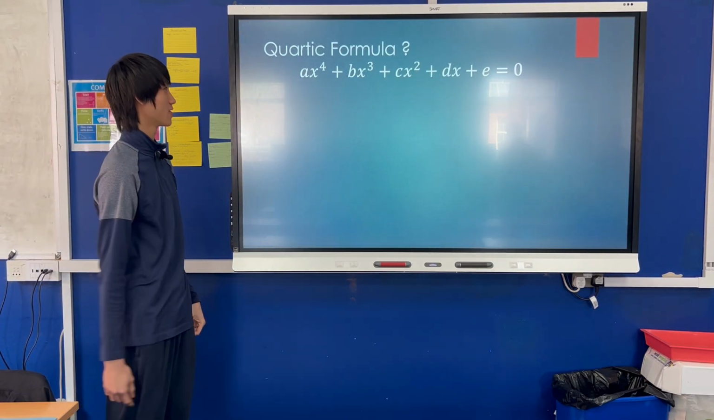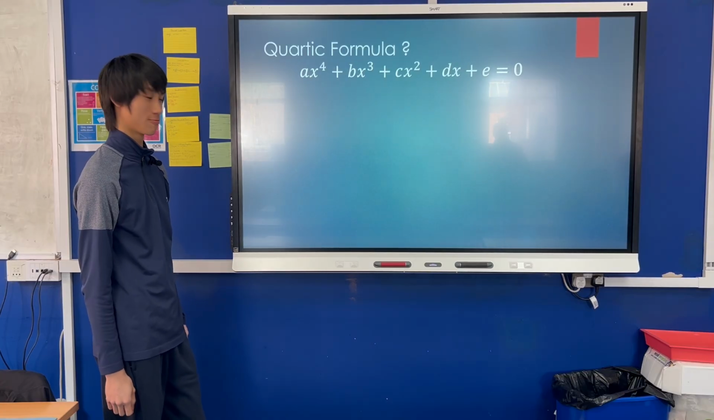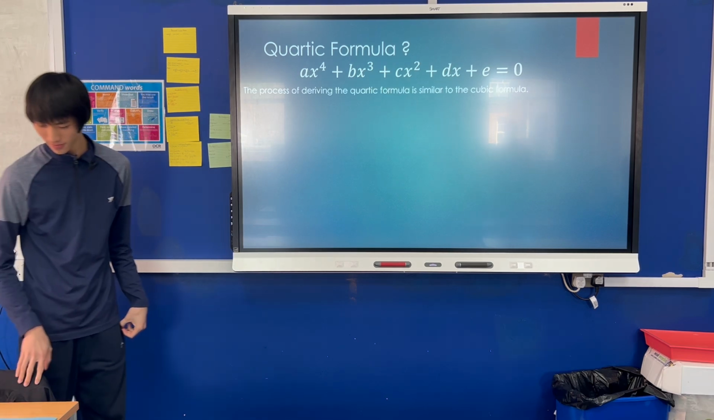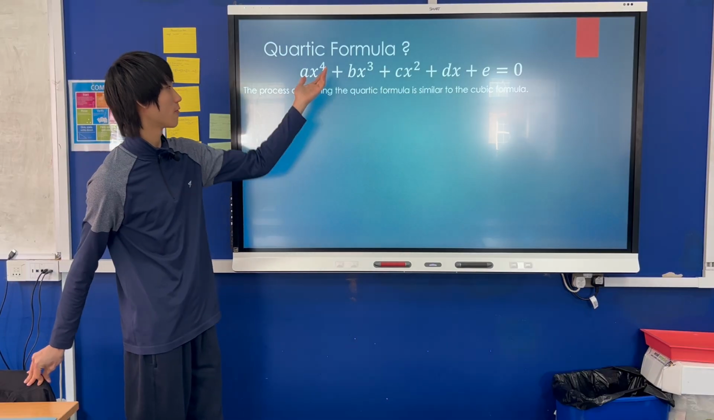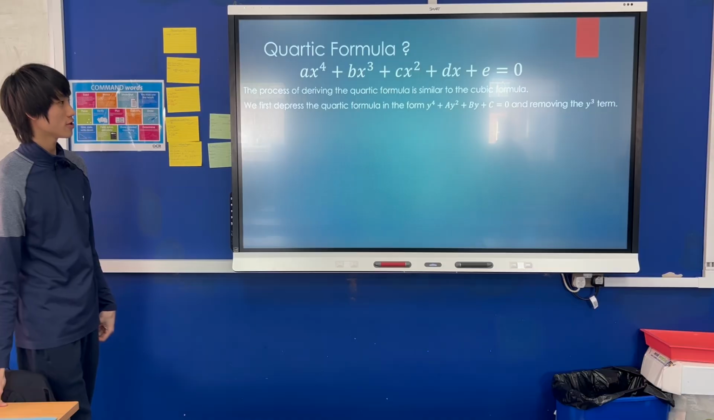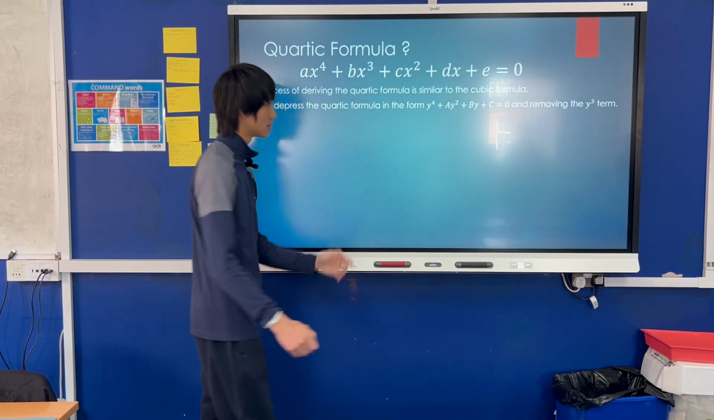So the quartic formula. The first question to ask is, can we do the same? Can we derive this? Let's try, right? It should be very similar. We should be aiming for x to the 4 equals some constant. That's what we've always been aiming for. So we can first depress it into this form. Then we remove the y term.